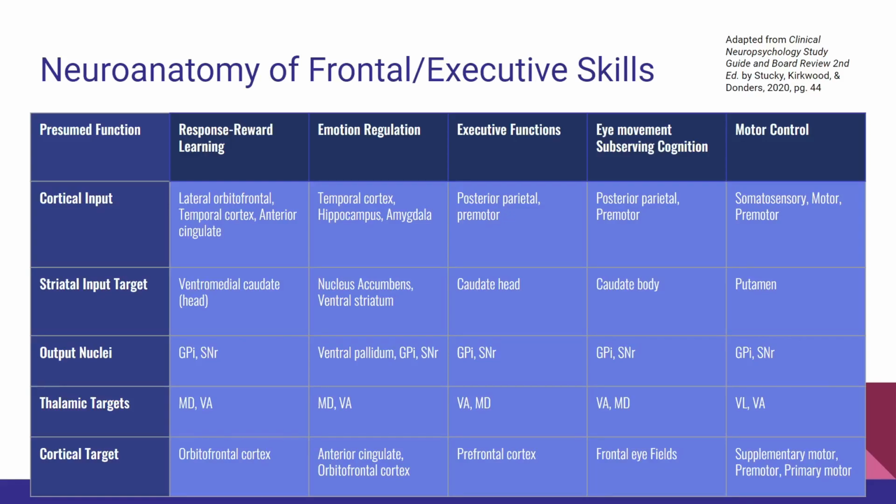And if you look, the frontal areas that are involved are the lateral orbitofrontal cortex, the temporal cortex, as well as the anterior cingulate. And then these cortical areas project to the ventral medial caudate head within the basal ganglia. And that ventral medial caudate head transmits to the internal globus pallidus and the substantia nigra pars reticulata. And those nuclei output to the medial dorsal and ventral anterior thalamic nuclei, which in turn feeds back to that orbital frontal cortex. And if you look at the other columns, you can see those types of loops occurring.